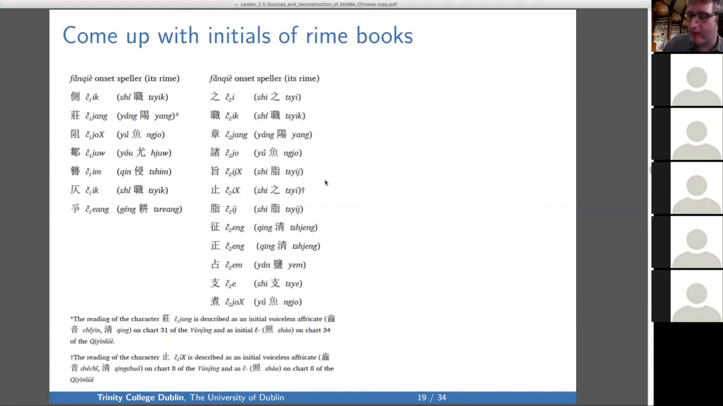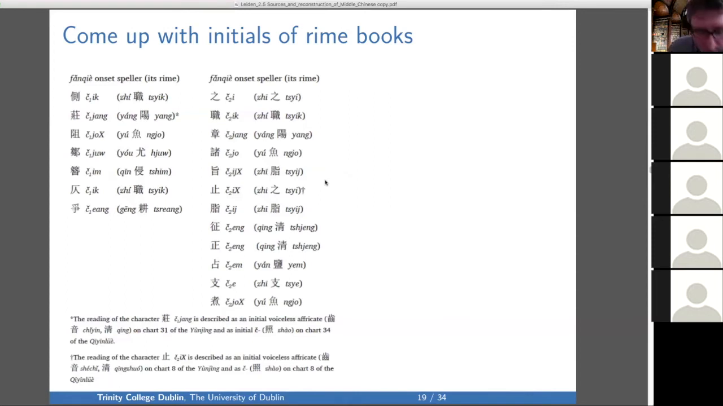So now is where we bring in the rhyme tables, which you get in the footnotes. We have the asterisk footnote. This is a character that's pronounced something like Chang. If we look it up in the Yunjing, we're told that it has a voiceless affricate initial. And if we look it up in the Qieyin Lue, we are told that it has the so-called Zhao initial. Okay, so now we have some phonetic information. We know that this second character on the left started with a voiceless affricate. And we therefore know that all the characters on the left started with a voiceless affricate, because they all have the same initial, right?